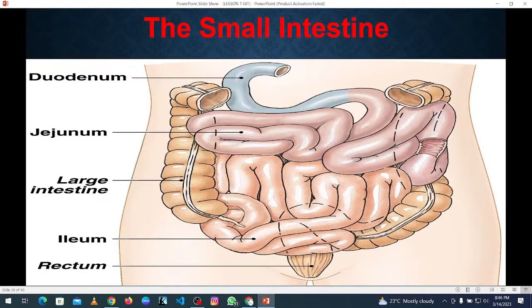And then we have the jejunum, this section here. That's the second part of the small intestine. And then we have the ileum. So that's the small intestine.